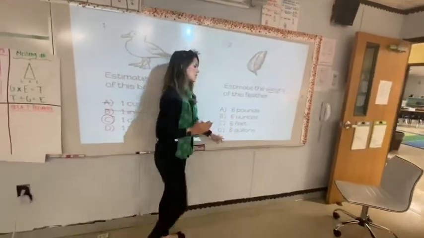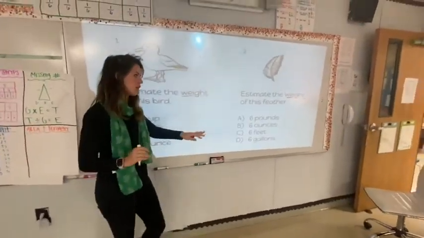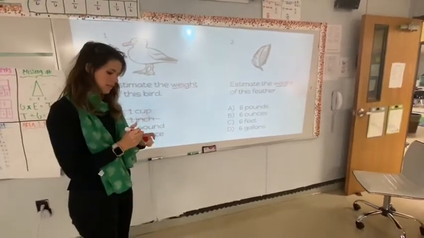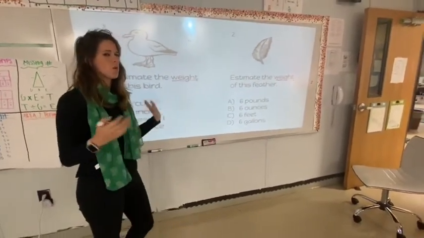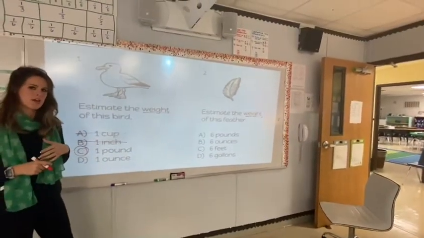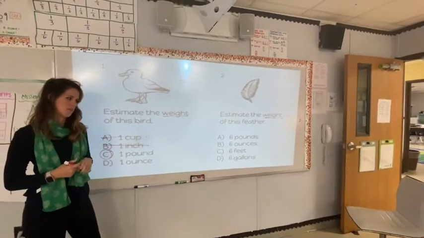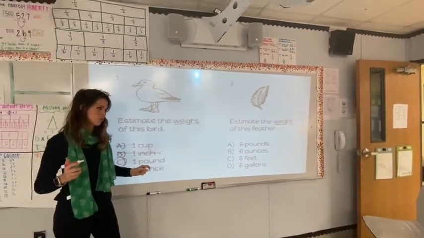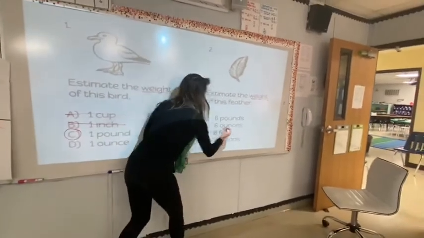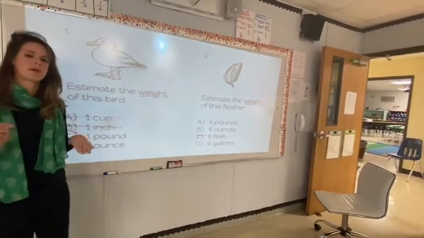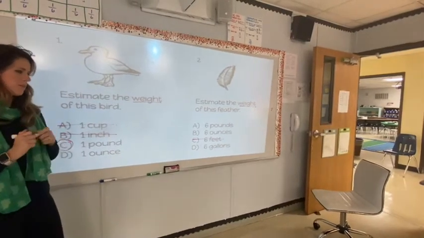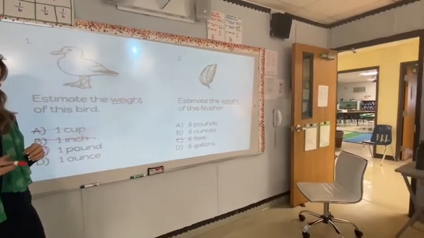Again, reasonableness of answers. Do 6 pounds, 6 ounces, 6 feet, or 6 gallons, do all of those answer choices make sense when I'm trying to measure weight? I think I can eliminate some of them. I think I'm going to eliminate feet, because I know that feet measures how long something is, the length of something. There's something else that I think doesn't go here.